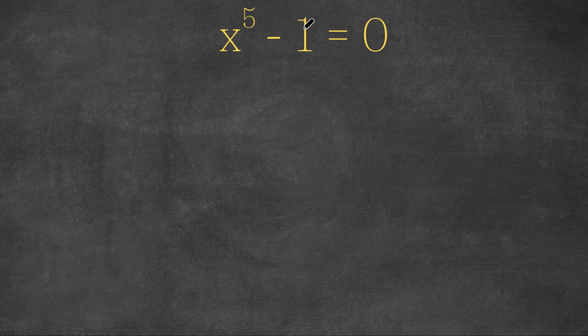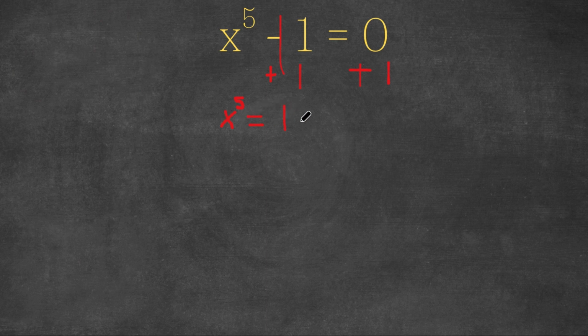So to do that, we need to get rid of this negative 1 here. So to do that, we need to get it to the other side, and how we're going to do that is we're going to add 1 on both sides. So these two would cancel out because negative 1 plus 1 is 0, so this would leave us with x to the power of 5 equals 0 plus 1 is 1.